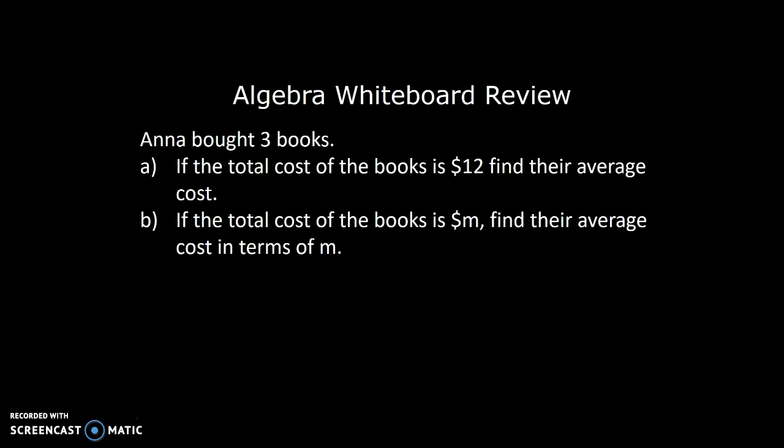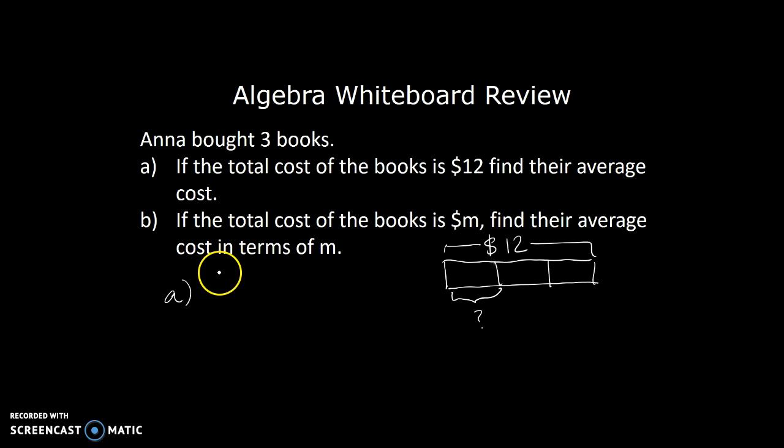All right, a word problem, my favorite. I love word problems. Okay, so Anna bought 3 books. We want to know if the total cost of the books is $12, find their average cost, and then if the total cost of the books is M dollars, find their average cost in terms of N. So, of course, we're going to draw a model because it's so much fun. So Anna bought 3 books, and they cost $12 altogether. We want to find their average cost. That's easy enough. The average cost is going to be the cost of one of those units.